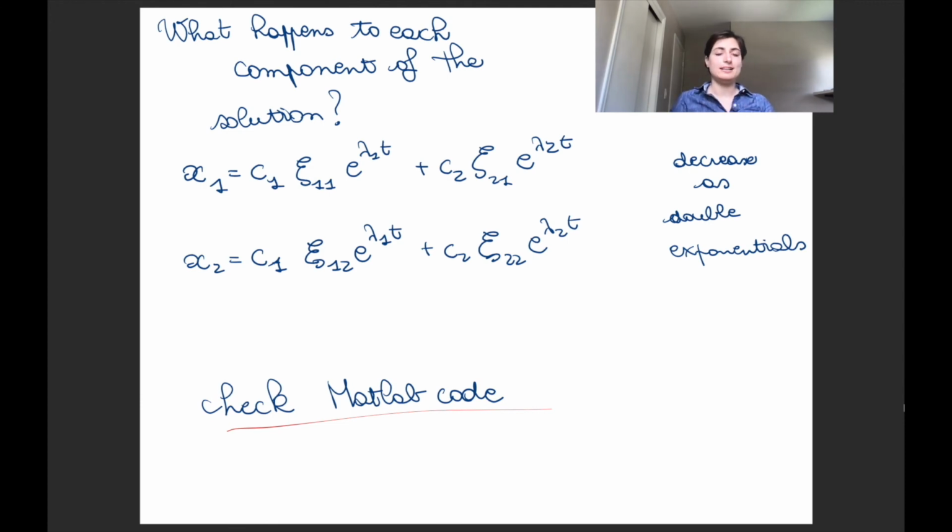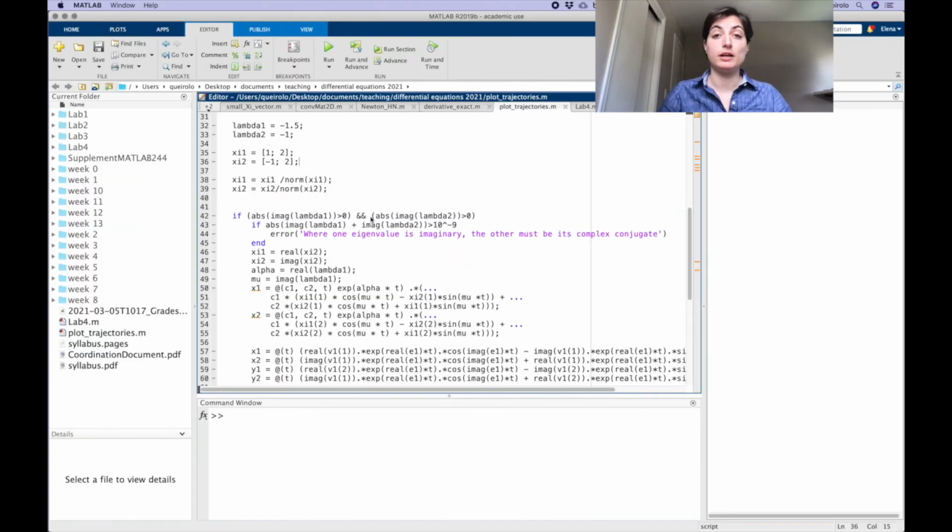So we can look at each component of the solution. We can split our x of t into two elements of the vector, so x1 and x2. Each one of them decreases as a double exponential. And we can check a MATLAB code to see how they change over time. This is very similar to the MATLAB code you have written for Lab 4. We're just going to be testing different cases in there and see what happens. I've written a little code that I called plot trajectories, and I'm going to be sharing with you, in which you can choose lambda 1, lambda 2, and psi 1 and psi 2.